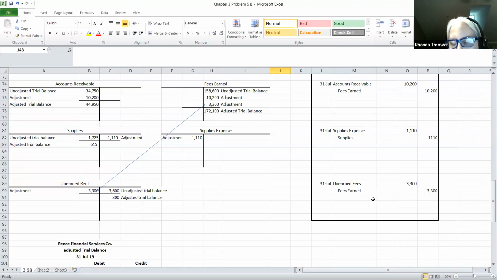Remember, we copied from the journal to the ledger, which I don't have illustrated. That's what you would do in the real world. And then from the ledger to the adjusted trial balance.